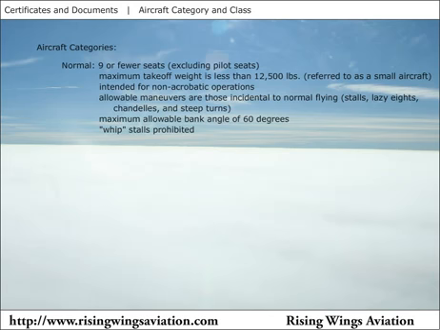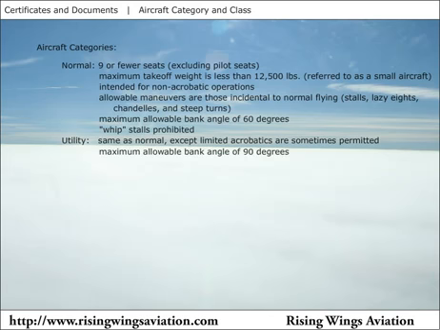A utility category aircraft is also a small aircraft having 9 or less seats, excluding pilot seats. This category allows for limited acrobatic operation. The same typical training maneuvers are allowable in a utility category aircraft, except the aircraft is certified for up to a 90-degree bank turn instead of 60 degrees. Also, spins are sometimes approved for specific utility category aircraft.